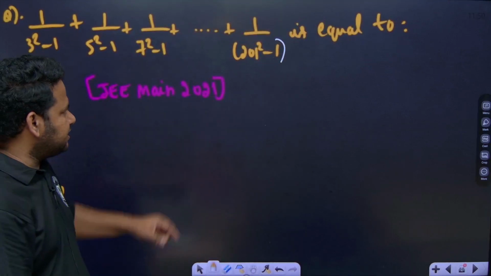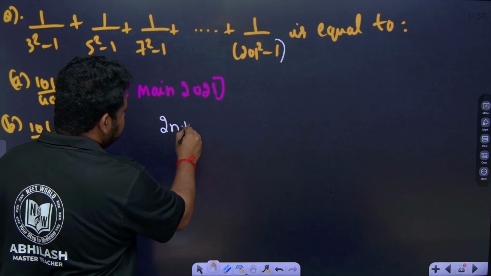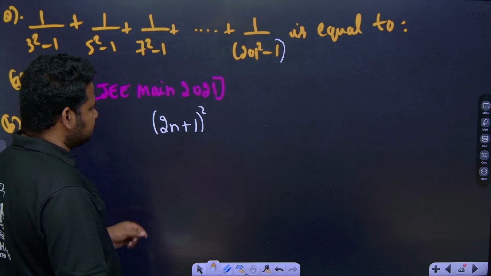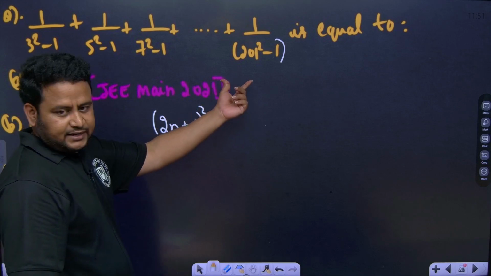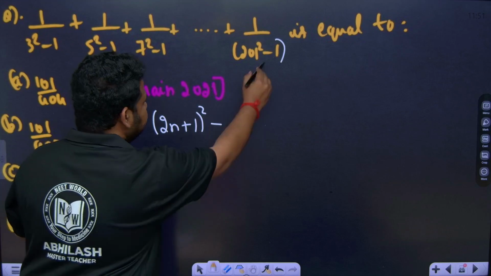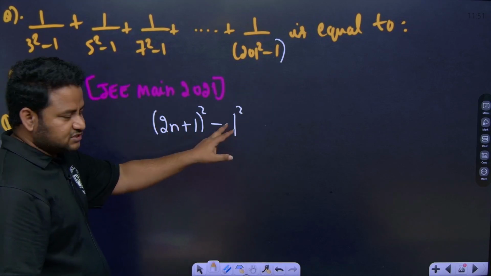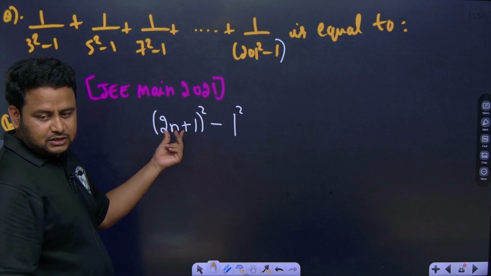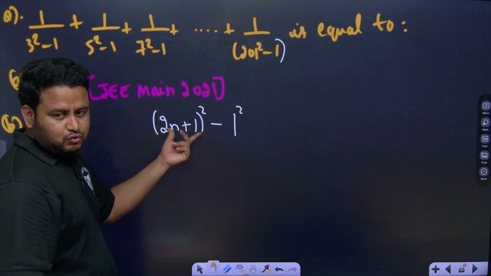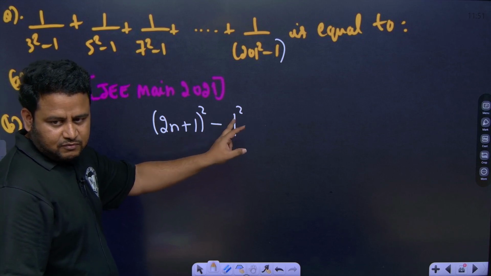The general term here is of the form 2n plus 1 whole square, where n goes up to 100, correct. This is nothing but what? This is minus 1 square. This is not just 2n plus 1 whole square, this is minus 1 square. 2n plus 1 is what? Here if I put n equal to 100, this will become 2 into 100 plus 1, 201 square minus 1. Instead of 1 I have written 1 square.